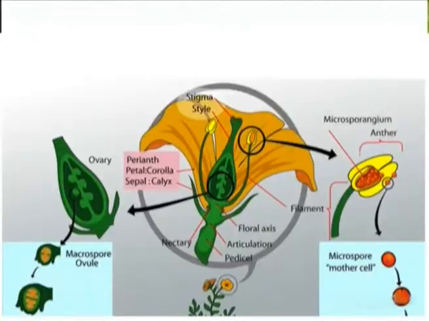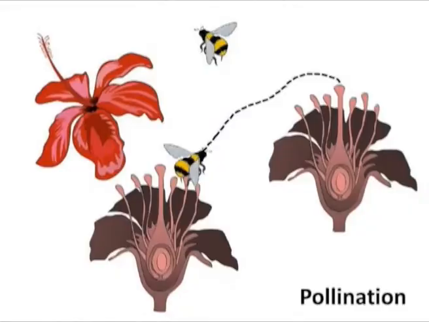Fertilization is the process of fusion of male gametes with the female gametes during sexual reproduction. In the angiosperms, that is, the flowering plants, the male gametes are produced in the stamens and the female gametes in the ovary of the flower. The male gametes are transported from one flower to the other or from one plant to the other through pollination for the purpose of fertilization.